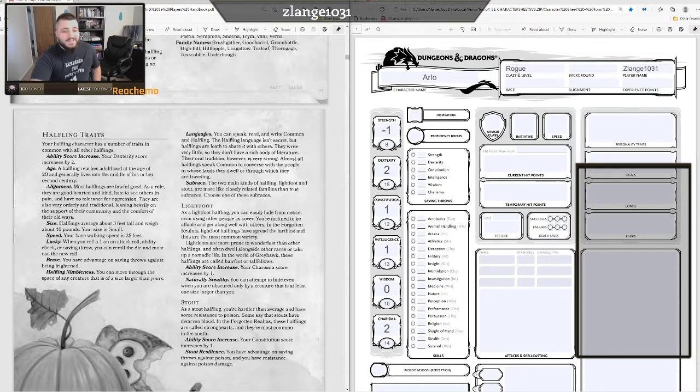Racial trait: Lucky. When you roll a 1 on an attack roll, ability check, or saving throw, you can re-roll the die, and you must use the new roll. I mean, if you're rolling a 1, you might as well just take the new roll anyways.